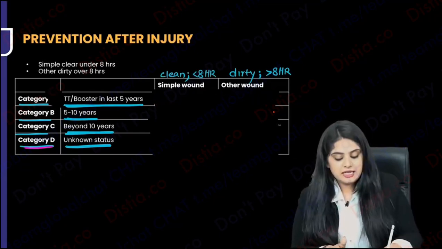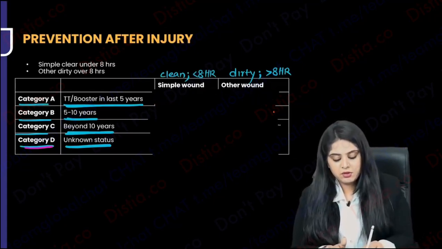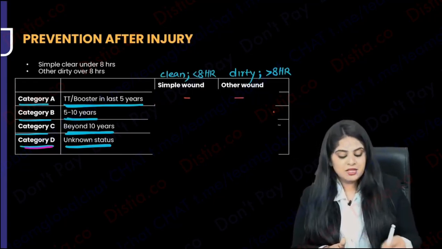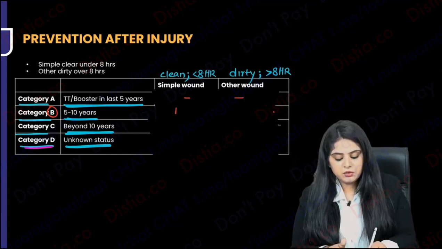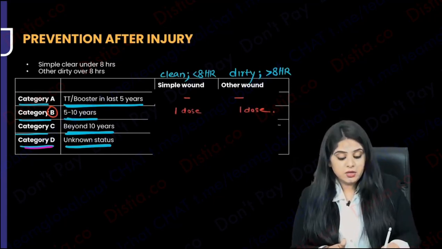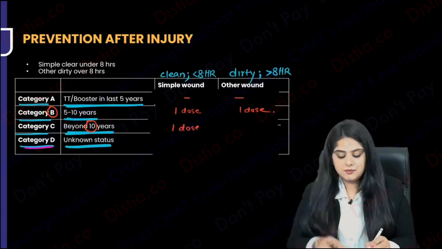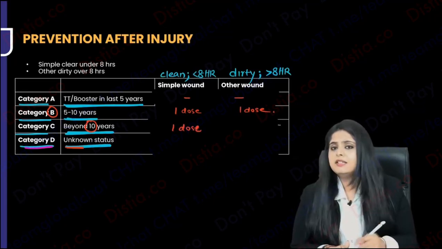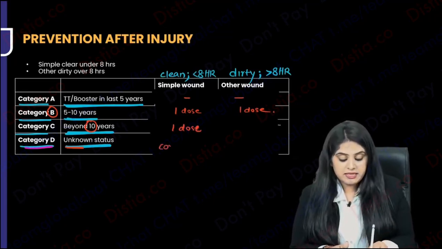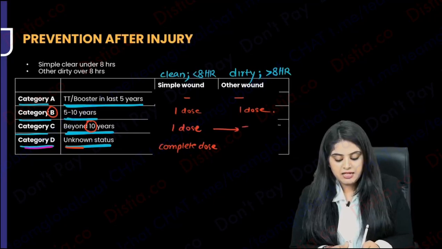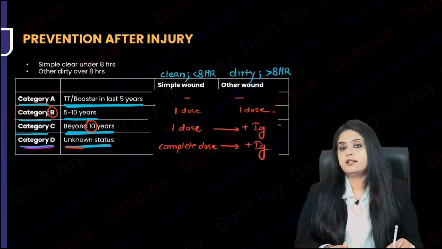If it is category A, simple, and whether simple or complex, ma'am, I will do nothing. Okay, category B, just 1 dose I will give, whether it is a simple wound or any other wound. Beyond 10 years, in a simple wound I will still give 1 dose. And if it is category B, then in a simple wound I will have to give the complete dosage. But along with these I will add on the immunoglobulin in their other wound category, for category 3 and 4.